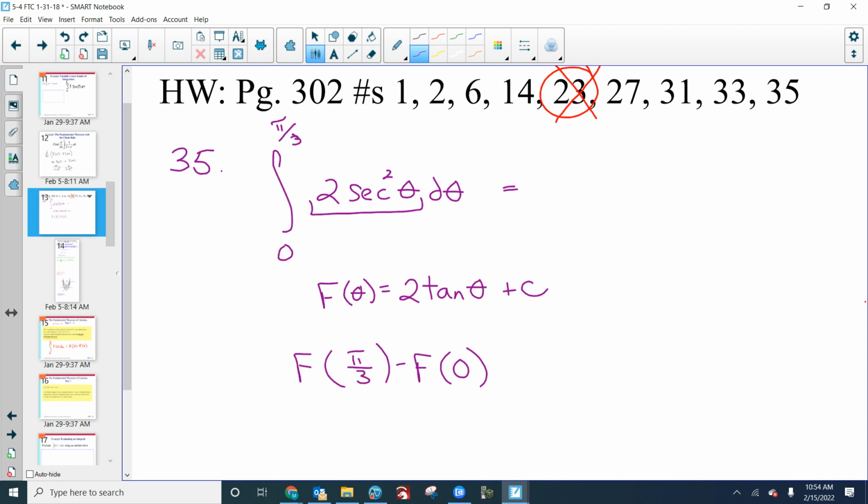So one little shortcut, a lot of you will like this, is instead of writing out the capital F function and showing it plugged in, showing subtraction, a lot of students, and I'll encourage you to do this, once you have taken the antiderivative, you can write it like this: 2 tangent of theta plus c with a right bracket from 0 to pi over 3. Here's what this says. It says I have taken the antiderivative.